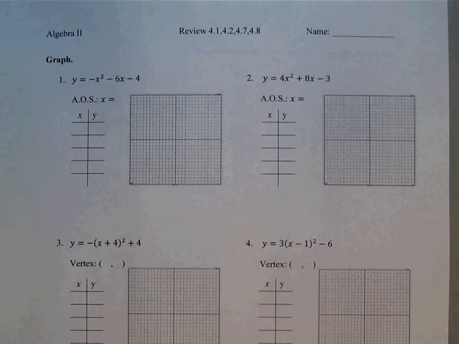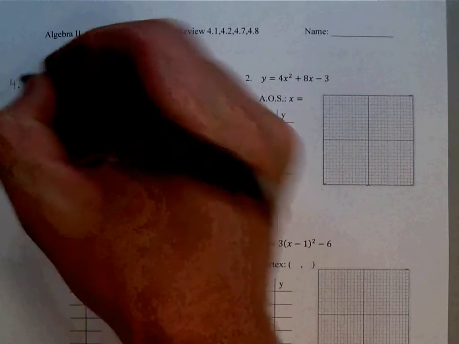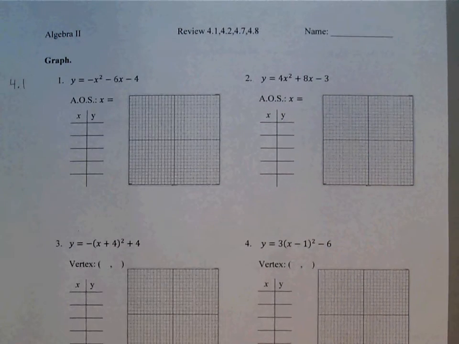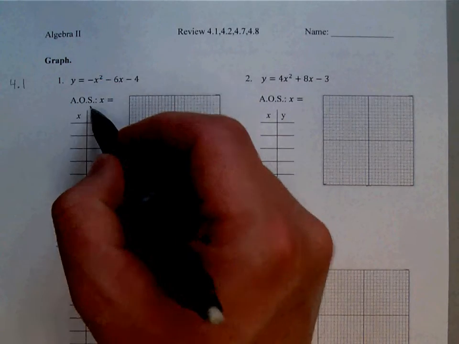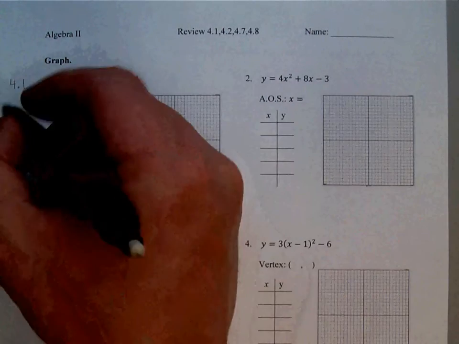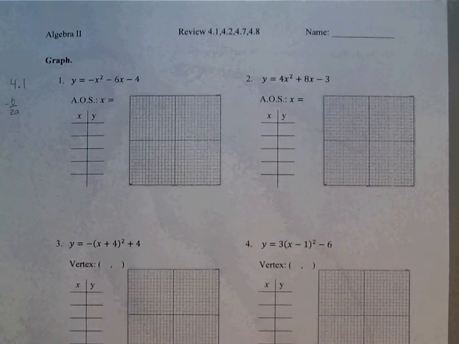Okay, number 1 and 2 both are from section 4.1. I see that they're in standard form. And standard form is where I start with the AOS. Notice it tells you to start with the AOS in both of those, and we use that formula, x equals negative b over 2a.